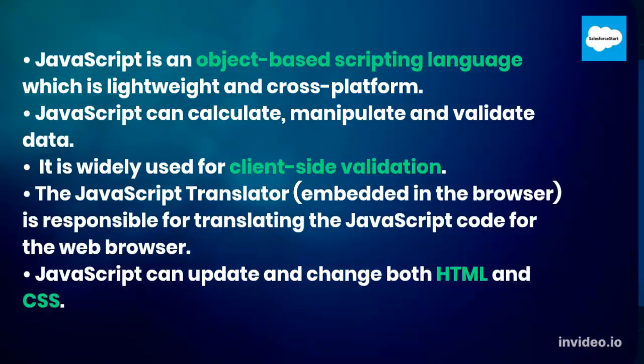JavaScript is an object-based scripting language, which is lightweight and cross-platform. JavaScript can calculate, manipulate and validate data. It is widely used for client-side validation. The JavaScript translator, embedded in the browser, is responsible for translating the JavaScript code for the web browser. JavaScript can update and change both HTML and CSS.